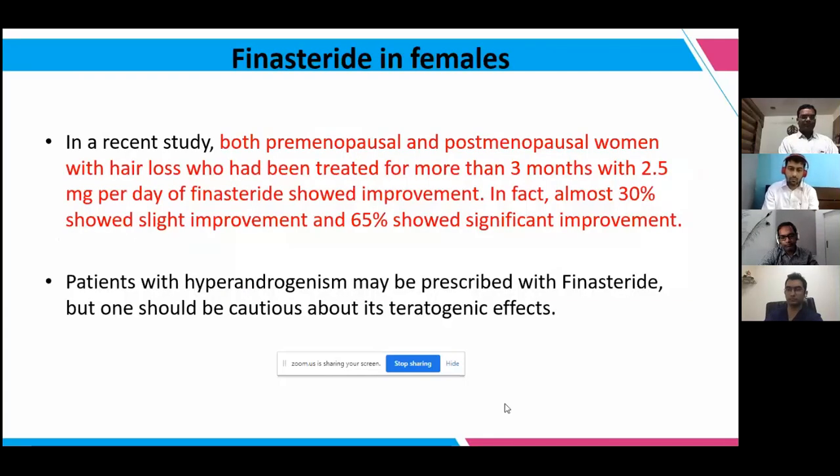You are right. But in a recent study, they said premenopausal and postmenopausal women had been treated for more than 3 months with 2.5 milligram, and they showed improvement. That is what they say. With hyperandrogenism, finasteride may definitely be prescribed, but one should be cautious about its teratogenic effects.